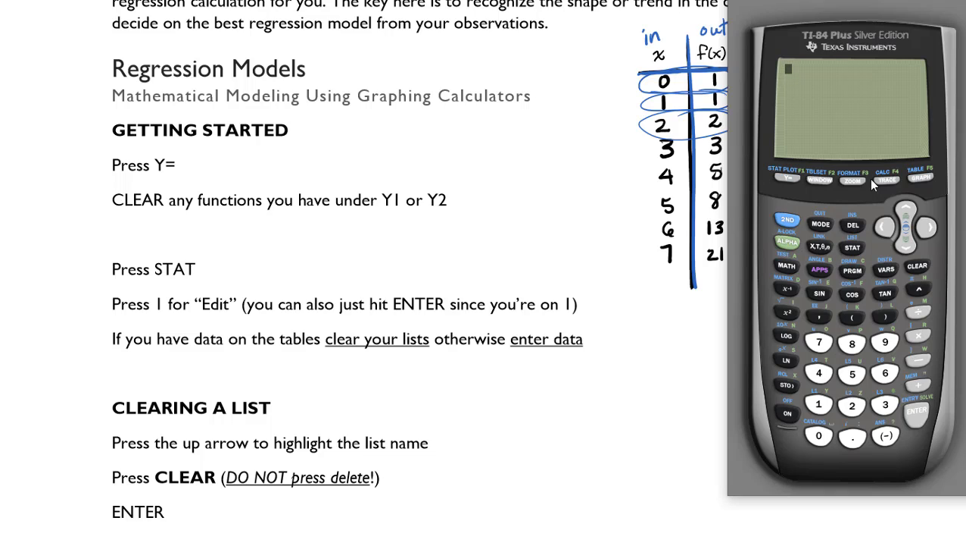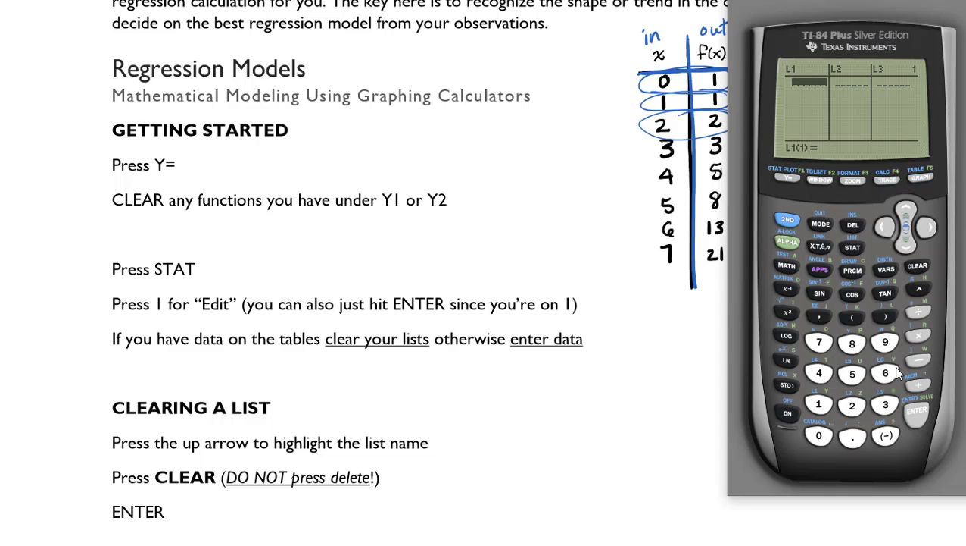You want to clear anything that's on the screen, if there is anything, by clicking on clear, and then press stat. Now you need to be able to find stat on your calculator. Stat is in the center column just below the delete button, so it's the third button down. Press 1 for edit, and you can just hit enter here because edit is the default selection.